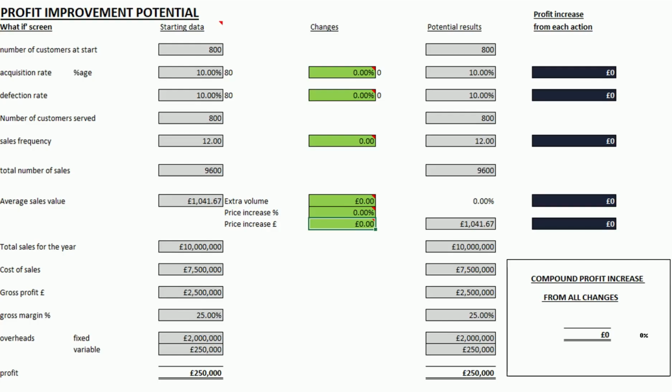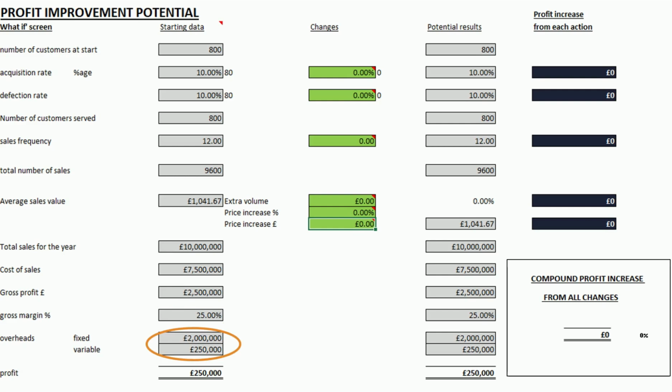So these numbers are rounded approximate numbers from a real project that we ran, and they're just to illustrate the financial dynamics of the 5 ways to grow your profits. So as you can see from this side, we're starting with a business that turns over £10 million. It buys £7.5 million worth of stuff to sell, and therefore it makes a gross profit of £2.5 million, a 25% profit margin.